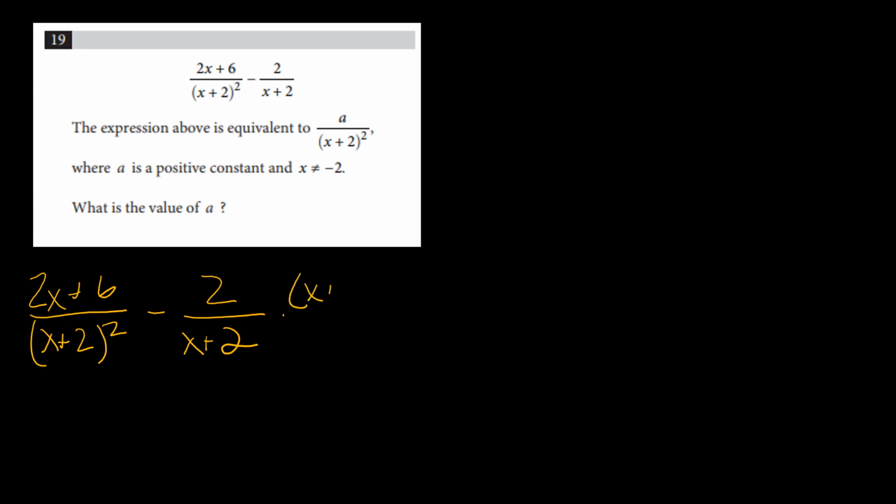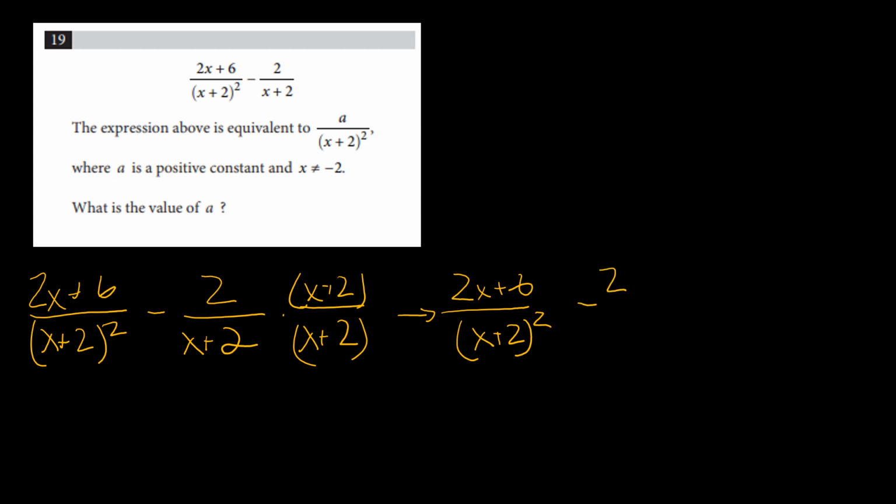The expression above is equivalent to a over x plus 2 squared, where a is a positive constant and x is not equal to -2. What is the value of a? Well, the first thing I want to do here is get a common denominator. So I have 2x plus 6 over x plus 2 squared, minus 2 over x plus 2. So I need to get this to have the same denominator as the other one. So I'm going to multiply it by x plus 2 over x plus 2. Then we're left with 2x plus 6 over x plus 2 squared minus 2 times x plus 2 over x plus 2 squared.